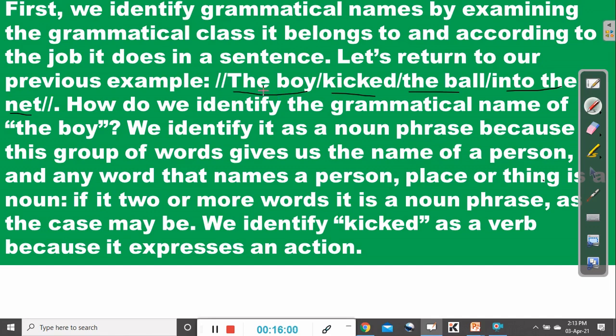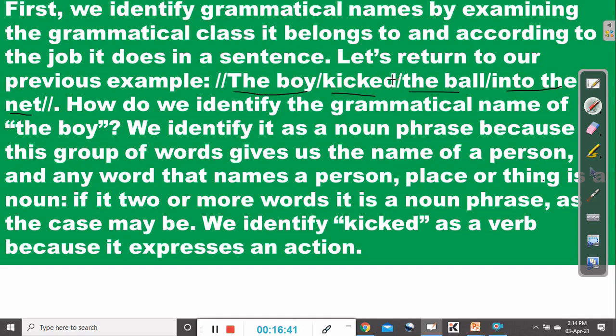Now, we can replace the boy here with Messi as the name of a footballer. We can say Messi kicked the ball into the net. And when we say Messi, that is a proper noun. That is the name of a particular person, a particular footballer. Messi kicked the ball into the net. So that shows us that this is really a noun phrase, because Messi is a single word, and that is why it's a noun. The boy is made up of two words, and that gives us a noun phrase.